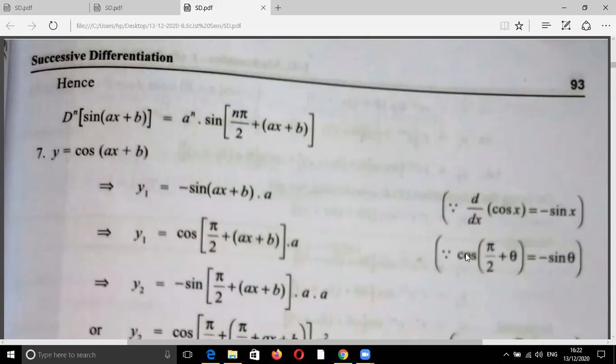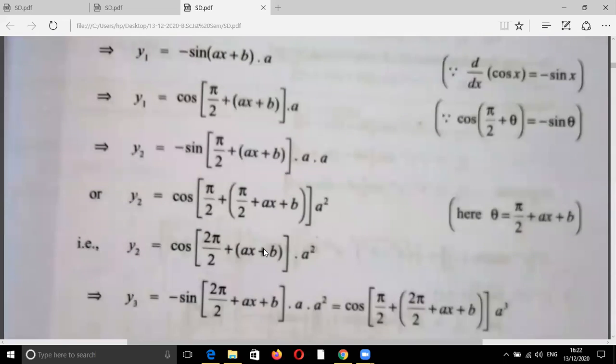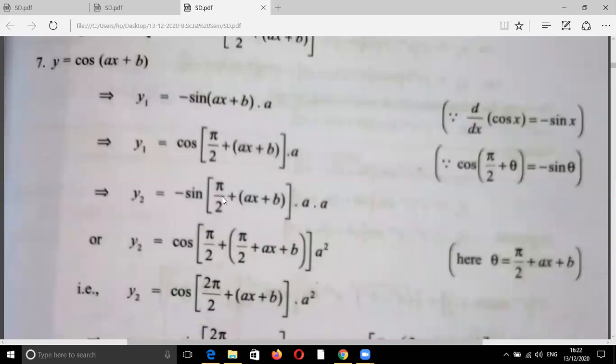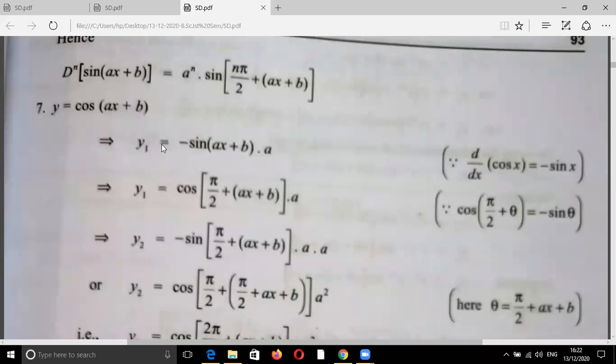And again, by using cos(pi/2 + theta) = minus sin theta, here theta is x + b, so you get y1 = a cos(pi/2 + x + b). Now again you differentiate this to get y2. Remember, don't differentiate directly: y1 is minus sin, and you have to rewrite this sin in terms of cosine, then differentiate. Keep that in mind, because you have to generalize, that's why you are writing it here.